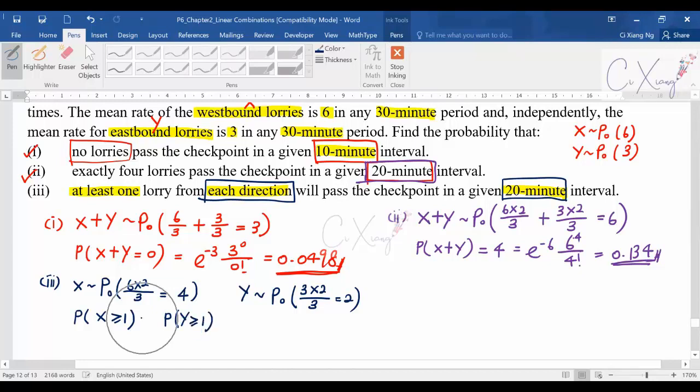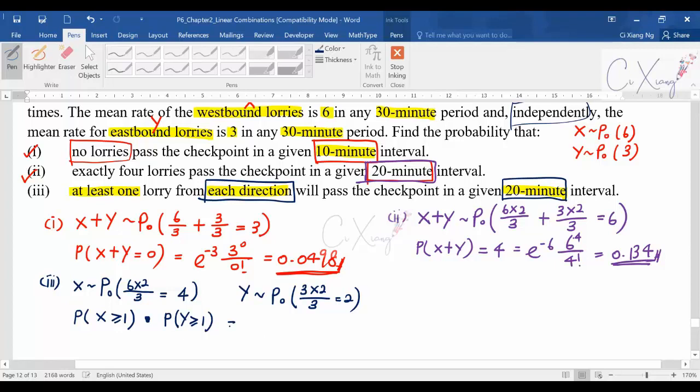So should I multiply or add in this case? Again, you always see the word independently, and another word is each direction. The complete case is that you need to combine both directions. Only that is a complete case. Therefore, you need to multiply them. If you cannot accept this, then just look at the word independently. All right, so it should be multiplied.